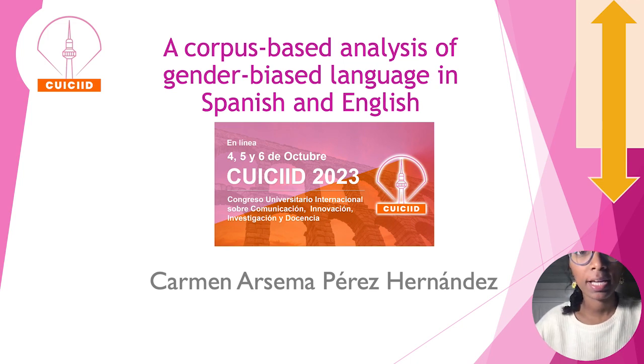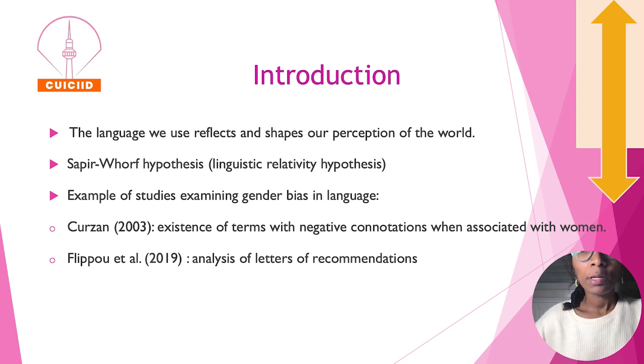Gender-Based Language in Spanish and English. The language that we use reflects and shapes our perception of the world. Linguist Whorf highlighted language's importance in our thinking and attributed the idea to his professor Sapir, which gave birth to the Sapir-Whorf hypothesis, also known as the linguistic relativity hypothesis. This theory has sparked a lot of interest, and numerous researchers influenced by feminist movements have focused on studying how gender bias in language reinforces societal stereotypes impacting women's daily lives.